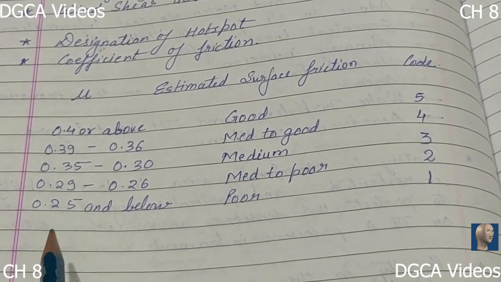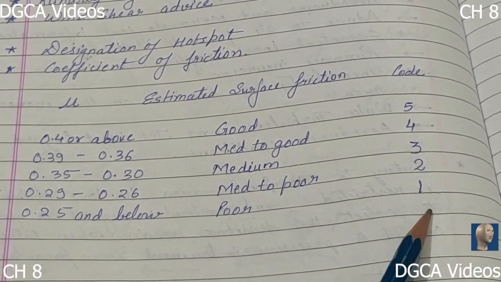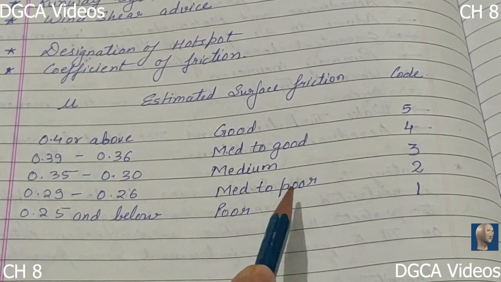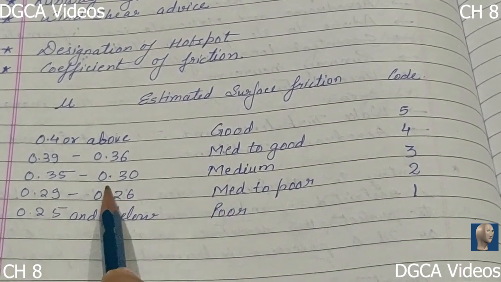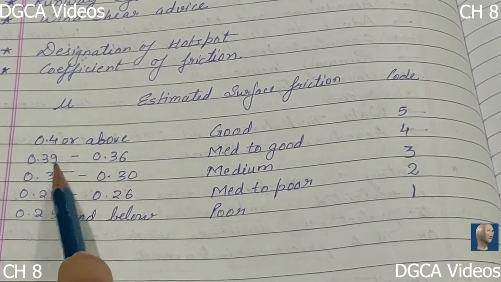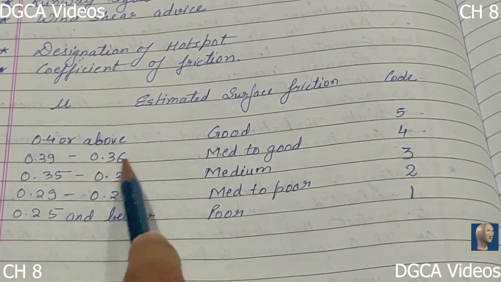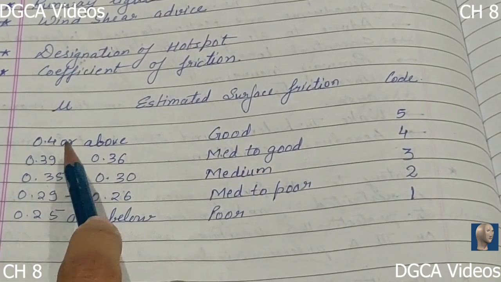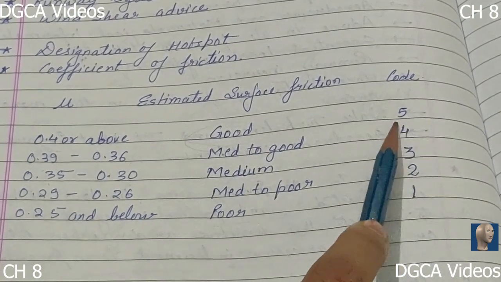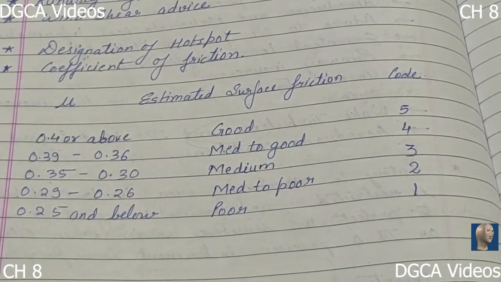Okay, so for 0.25 or below, it is said to be poor and its code is 1. From 0.26 to 0.29, it is medium to poor and the code is 2. 0.30 to 0.35, medium, 3. 0.36 to 0.39, it is medium to good and it is 4. 0.40 or above, it is said to be good surface friction and the code is 5. So better friction is obviously preferred.